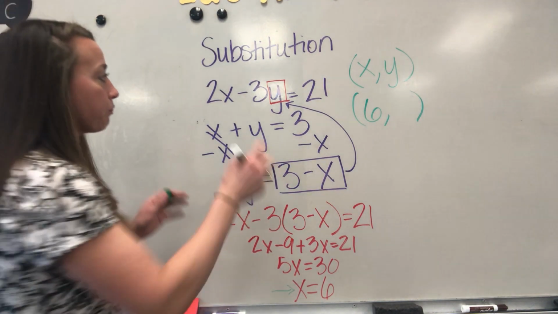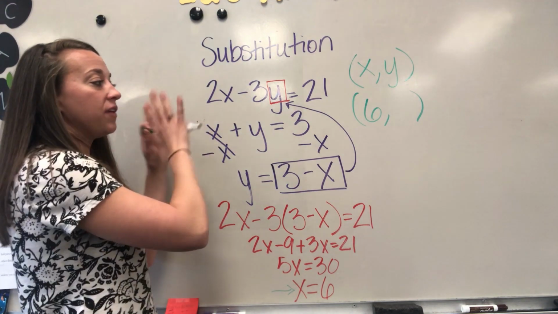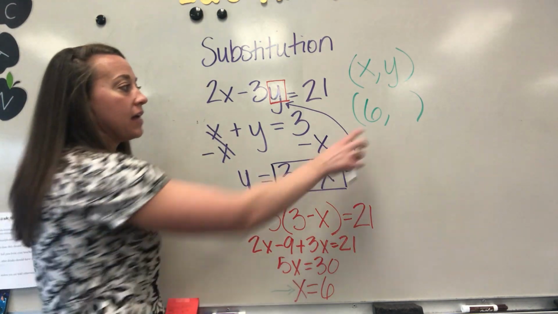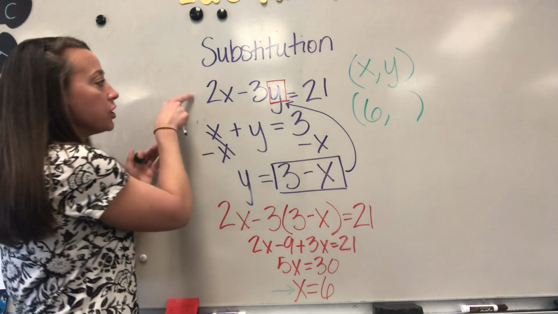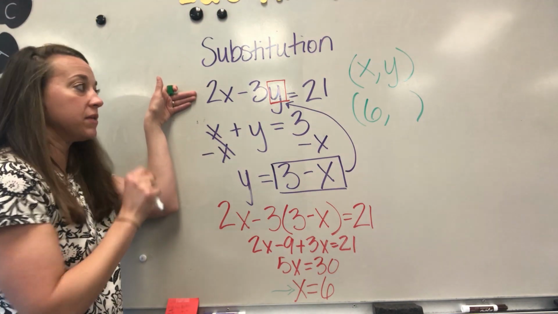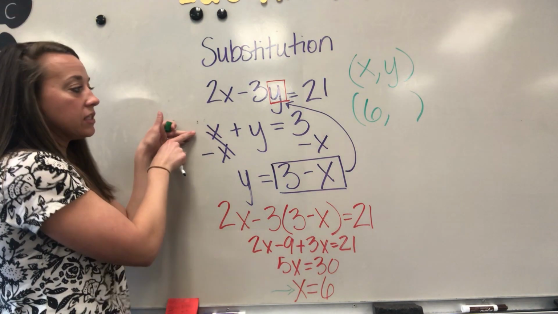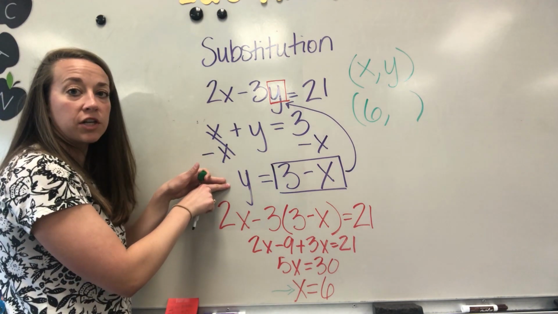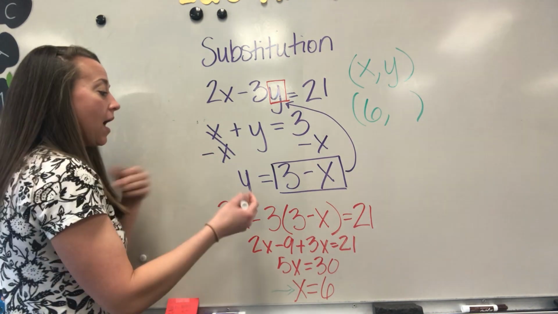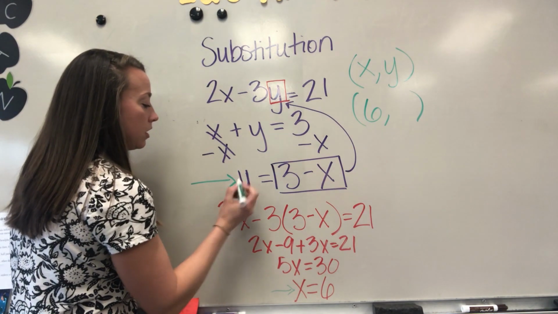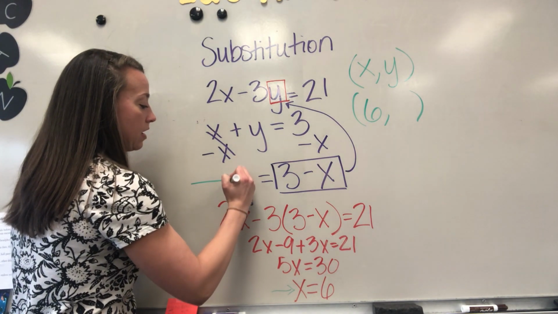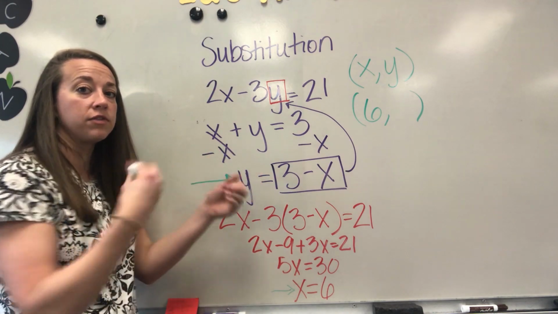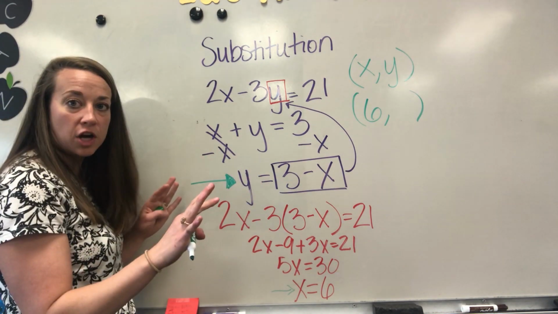I need the y. So what I'm going to do is I can choose any of these equations that I want to take 6 and plug it into. I can choose this original equation that's in standard form, or I can choose this equation after I put it in slope-intercept form. I personally like to use this one because to me it's just a lot easier. I don't have to do any manipulation. I just plug it straight in.